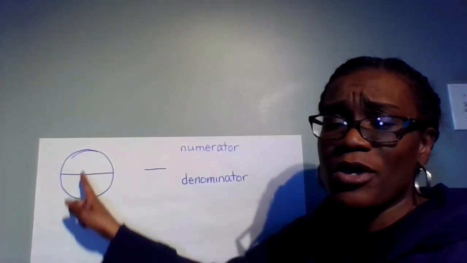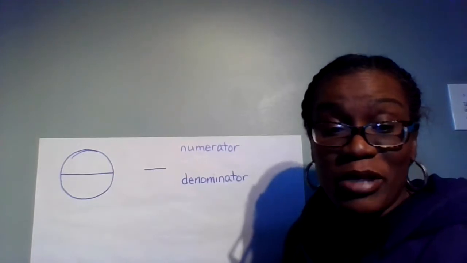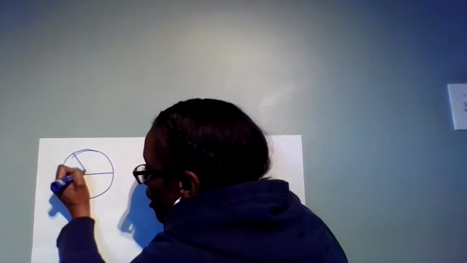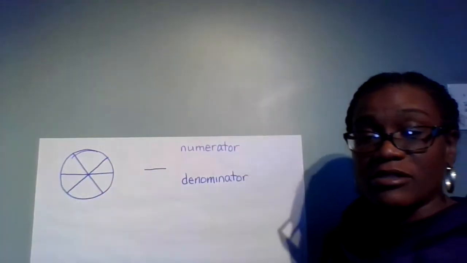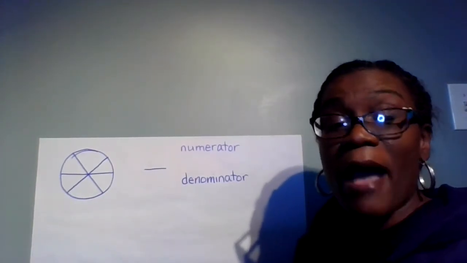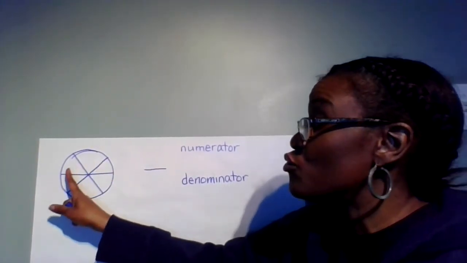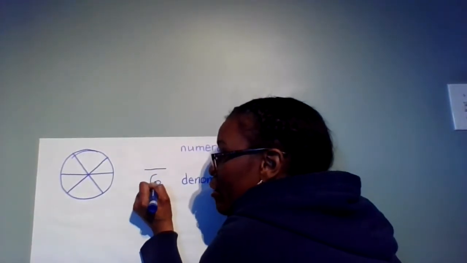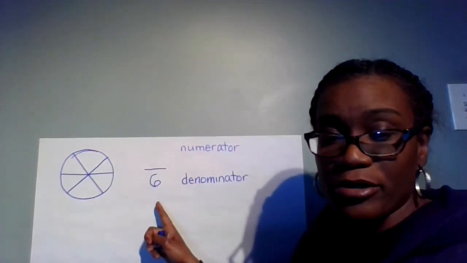So working with half would be too easy. When you get a pizza, they don't deliver it just cut in half. So let's put some more parts into my pizza. Now, scholars, how many pieces does my pizza have? Let's count. 1, 2, 3, 4, 5, 6. So my denominator is going to be 6 because it tells you how many parts you have.